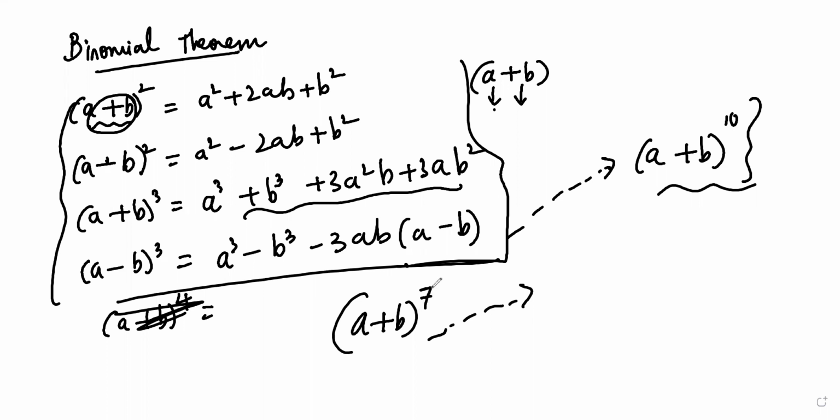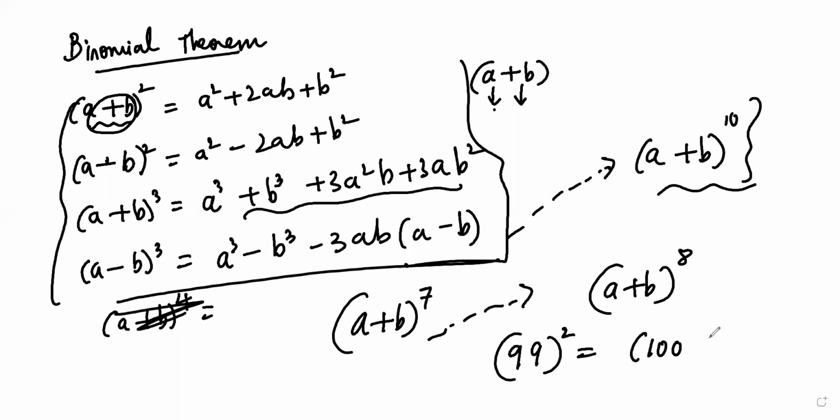We have a plus b raised to power 7, and a plus b raised to power 8, and so on. So we are raising this binomial to different powers. How does this help me? This theorem is going to help me compute the values in a very easy manner. You might say I have calculators. If I give you, for example, 99 to the power 2, the best thing I can do is 100 minus 1 to the power 2.